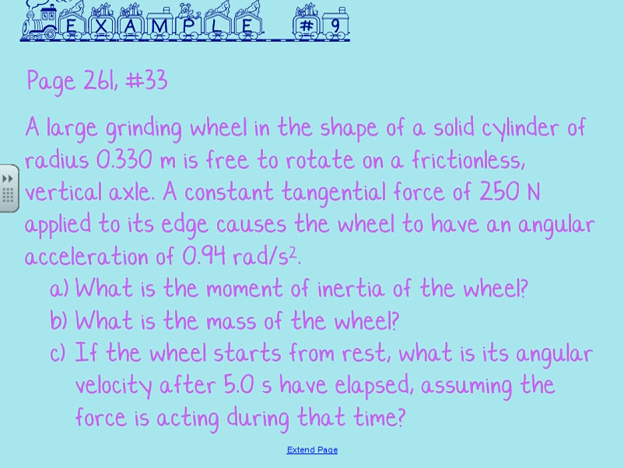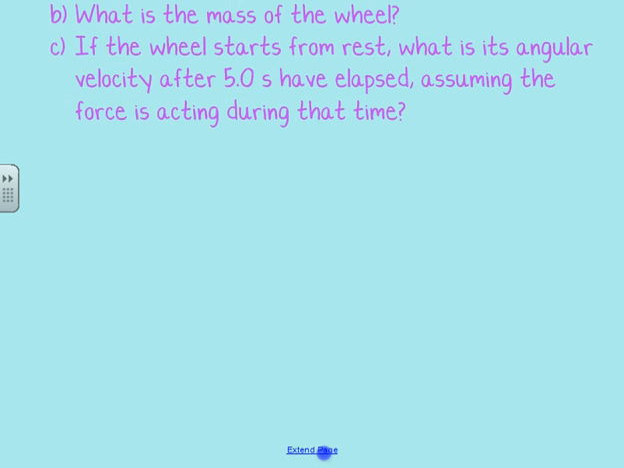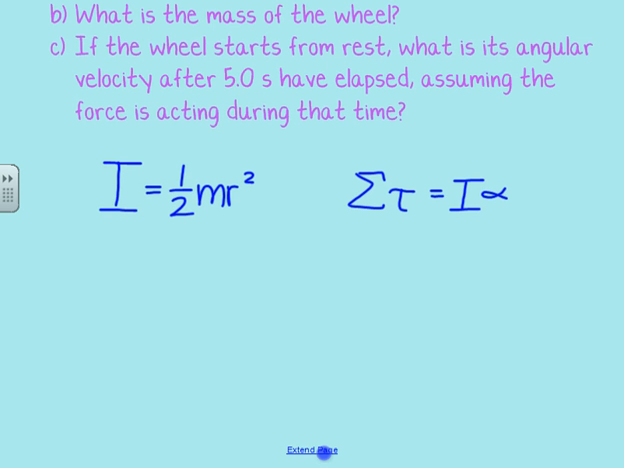Well, we now have two ways of solving for moment of inertia. Our options are to look up the equation for the moment of inertia of a solid cylinder, or to use net torque equals I alpha. The equation for the moment of inertia for a solid cylinder is 1/2 mr squared. It doesn't matter if you use a capital M and R or a lowercase m and r.